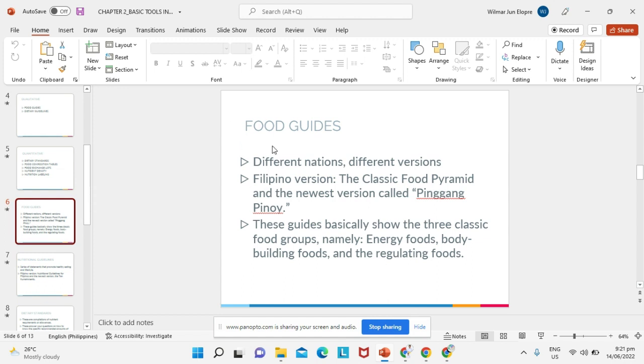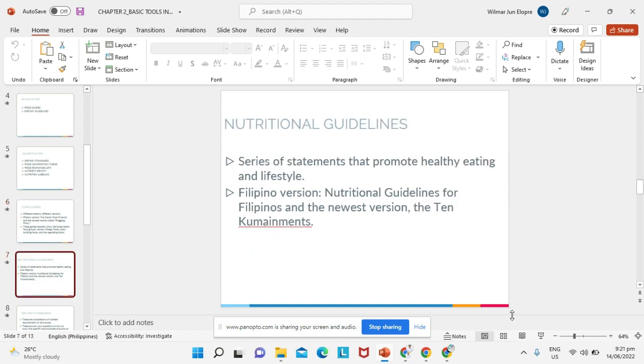So, those are the food guides. Again, ako ra explain ang pinggang Pinoy na sa face-to-face na sa Thursday. Next is the nutritional guidelines. Nutritional guidelines are another group of qualitative tool in nutrition. So, nutritional guidelines are a series of statements that promote healthy eating and lifestyle. In the Philippines, our newest version is the 10 commandments.